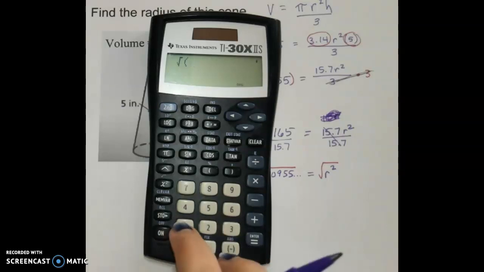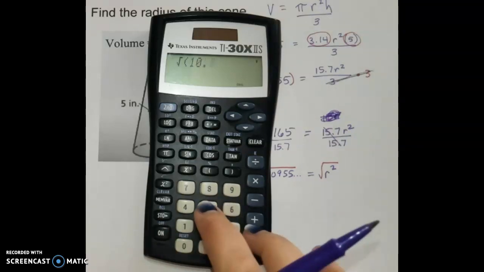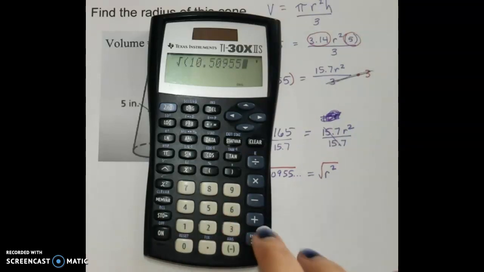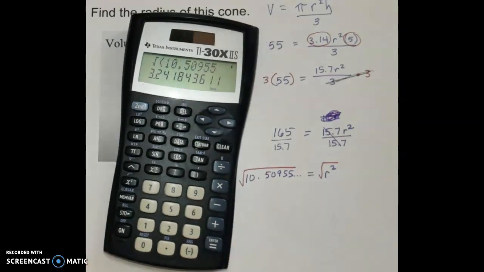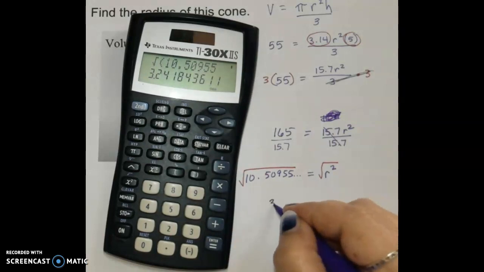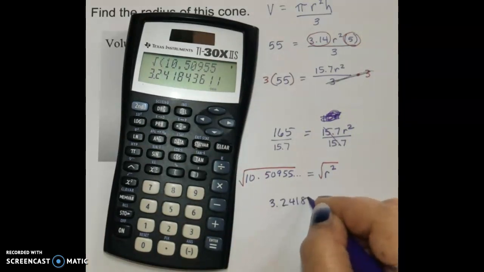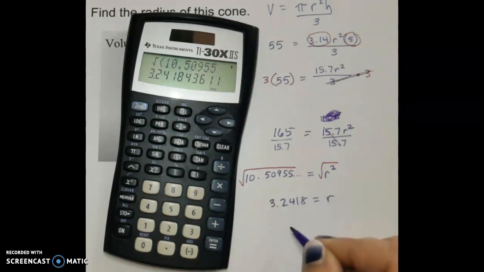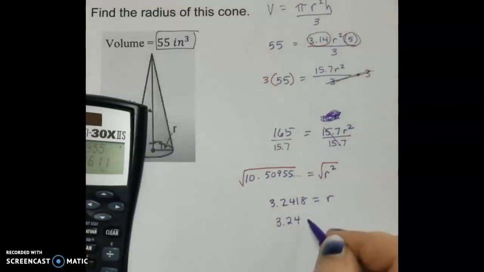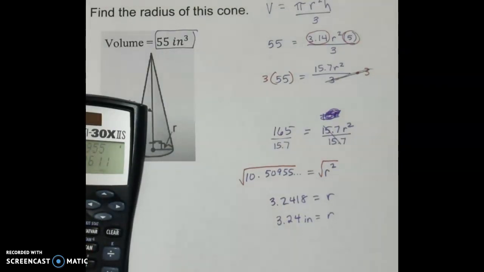Okay, and we are square rooting 10.50955, and I end up with 3.2418 equals r. I've been very oftentimes rounding to the hundredths place, so that's going to give me 3.24, and we are dealing with inches in this problem. Our radius is going to be 3.24 inches.